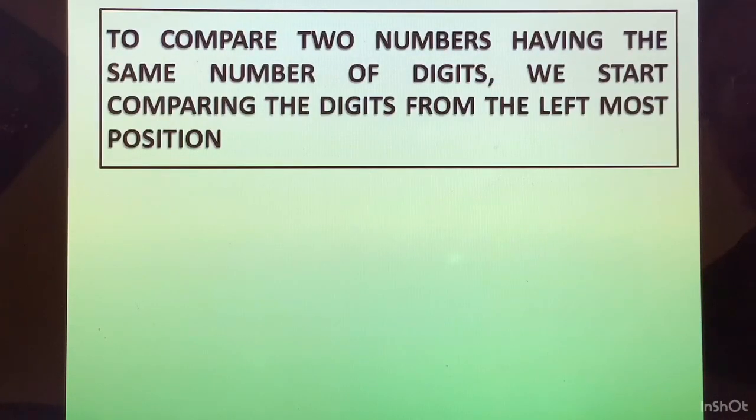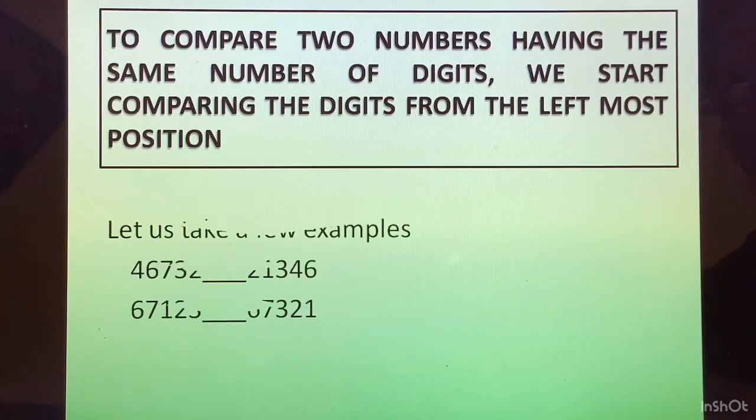The second rule, to compare two numbers having the same number of digits, we start comparing the digits from the leftmost position. Here again, we'll take a few examples to understand. The first example here is 46732 and 21346. Both have 5 digits. So we will compare the leftmost digit. In the first number we have 4 and in the second number we have 2. 4 is greater than 2. That means the number 46732 is greater.